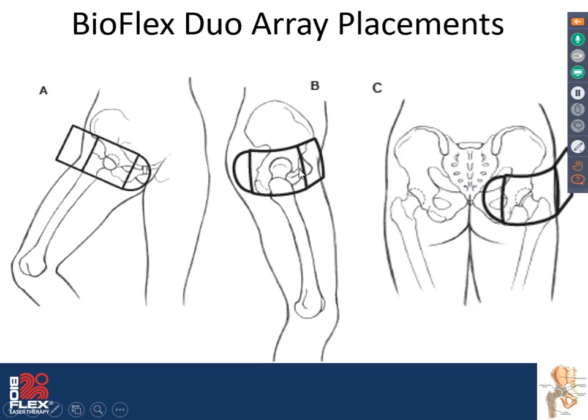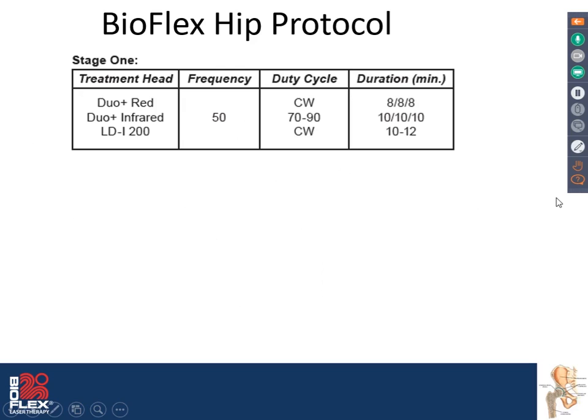Then a lateral placement, which shows B, over the lateral acetabulum and a portion of the greater trochanter, depending on how you place it. And then thirdly, a posterior position, overlying the posterior portion of that joint. So we want to surround the entire joint when we're treating a joint-related problem. With the exception of bursitis, these other conditions like osteoarthritis, labral tears, and avascular necrosis, we're going to use all three of these placements around the hip joint.